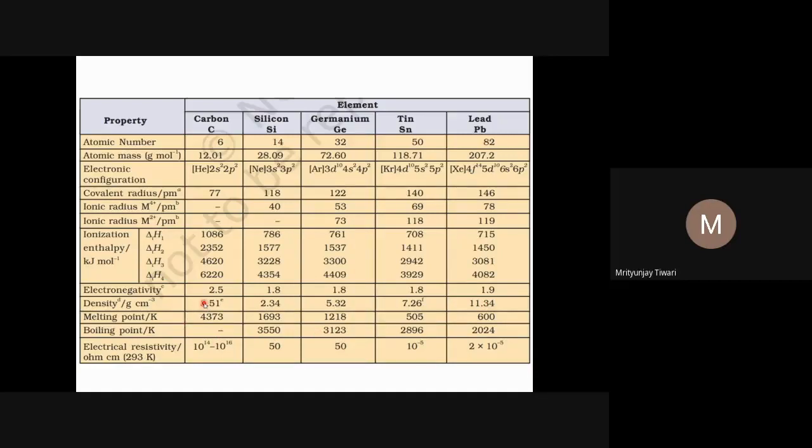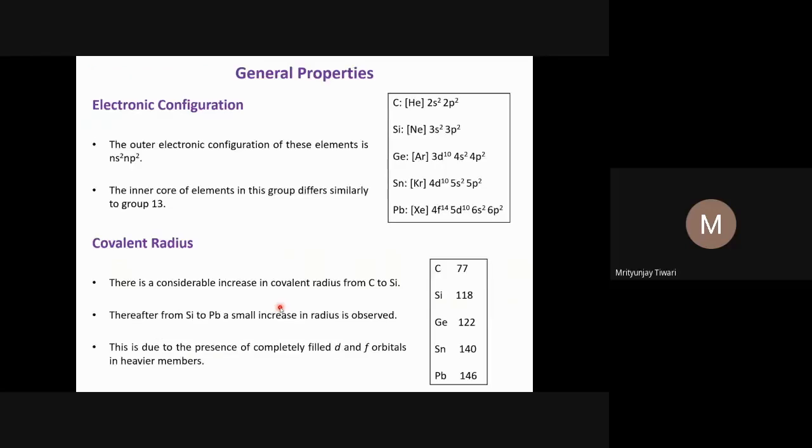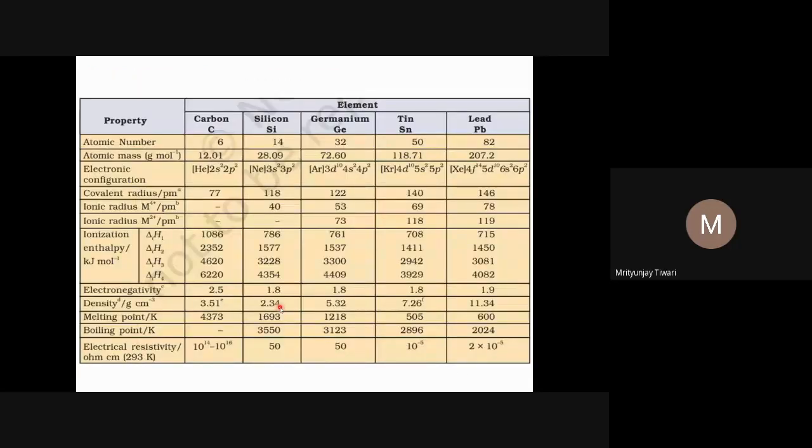But the question is why the density decreases from carbon to silicon. So the reason is here. If you remember the covalent radius, we see there is a significant increase in the radius. However, we don't see much increase in the mass number from carbon to silicon. The mass number goes from 12 to 28, so only a 16 unit increase in the mass number is seen.